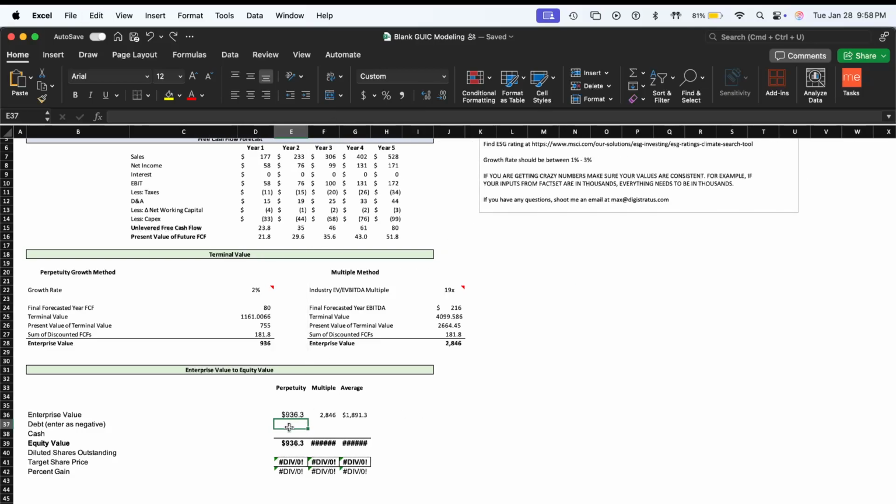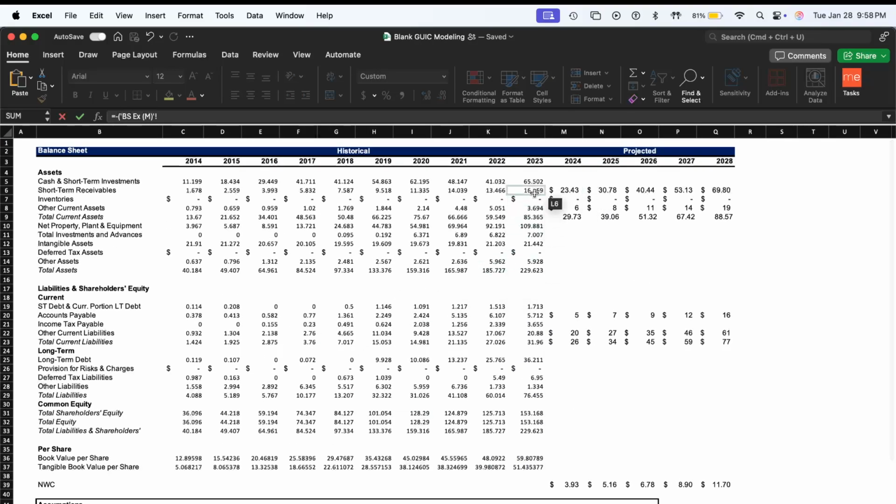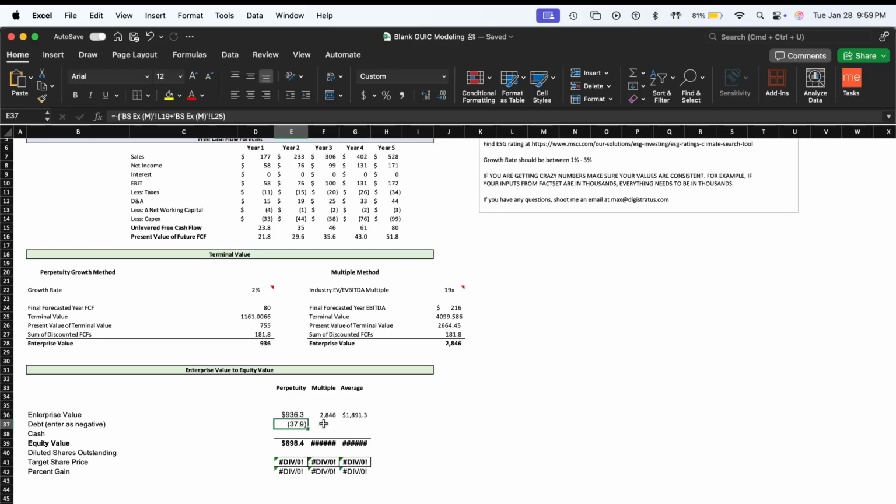Basically, your debt. All you're going to do here is go to your balance sheet. Actually, do minus parentheses. You'll see why in a sec. You're going to take your most recent, so in this case the 2023 current portion, or your short-term debt, plus your long-term debt. Boom, 37.9. That's going to be that. So that shouldn't change across the methods.